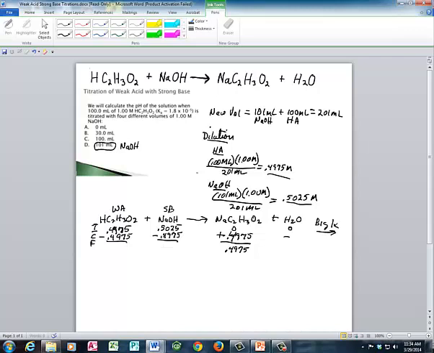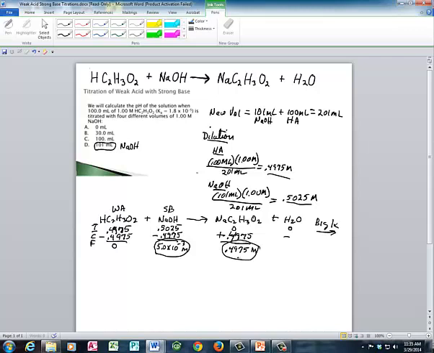When we subtract 0.4975 from 0.5025, we get approximately 5.0 times 10 to the minus 3 molar in sodium hydroxide, and we have no acetic acid left. So I have two things left in solution. I have strong base in the concentration of 5 times 10 to the minus 3 molar, and I have 0.4975 molar concentration of my basic salt. So the question is, how do you calculate the pH of this solution?